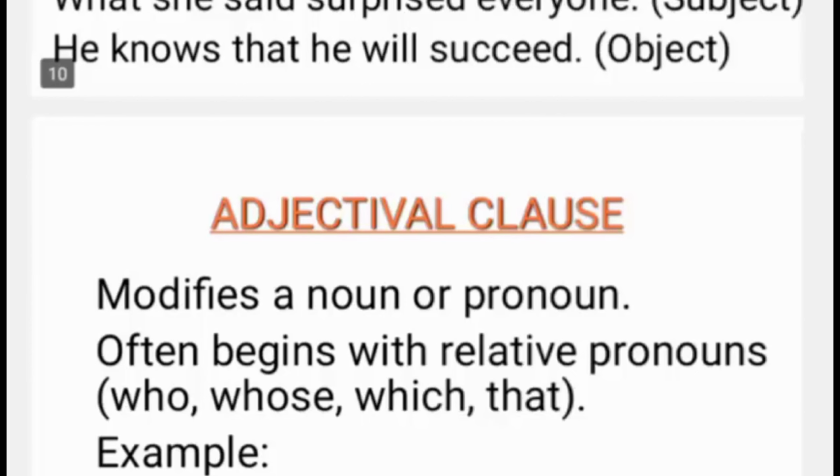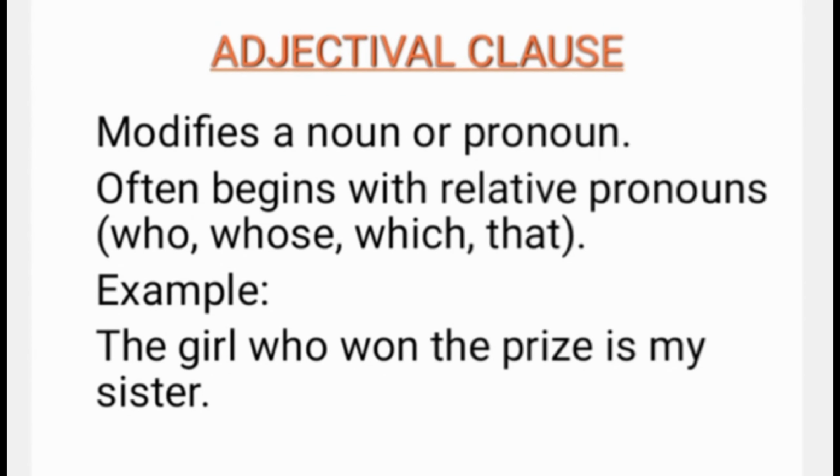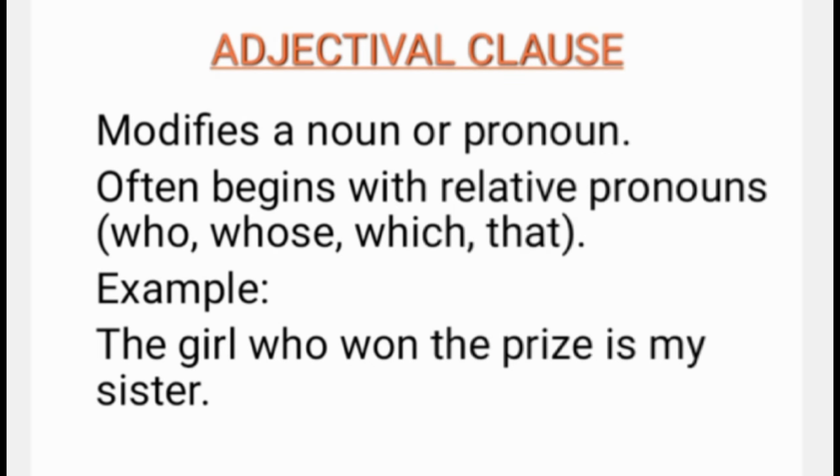Then the number two type of subordinate clause is an adjectival clause. An adjectival clause modifies a noun or pronoun. It describes a noun or pronoun. It often begins with relative pronouns: who, whose, which, that. Example: The girl who won the prize is my sister. The girl that did what? Who won the prize. Who is the relative pronoun here, so it's an adjectival clause that modifies the noun girl.